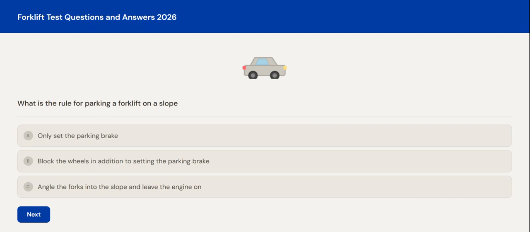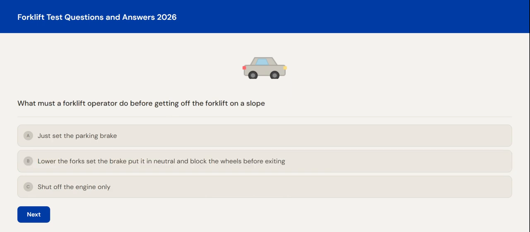Next point, what is the rule for parking a forklift on a slope? Block the wheels in addition to setting the parking brake. Parking brakes can fail. On any slope, wheel blocks are the backup that prevents a runaway forklift. Both are required, not one or the other.